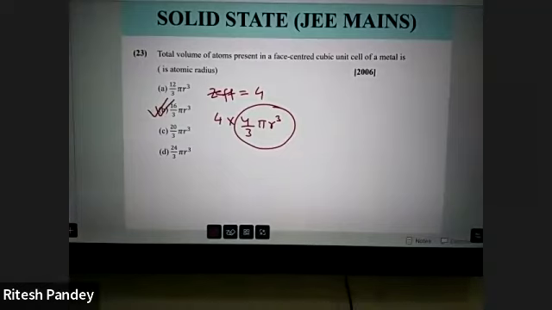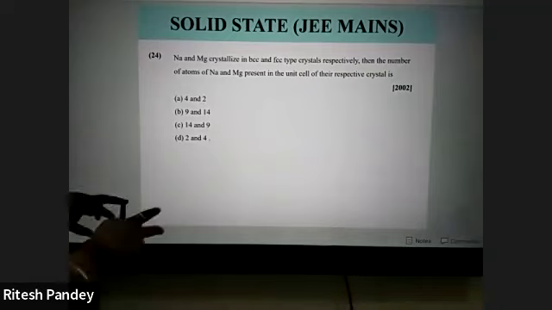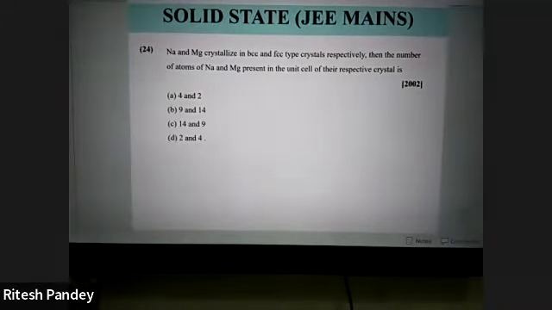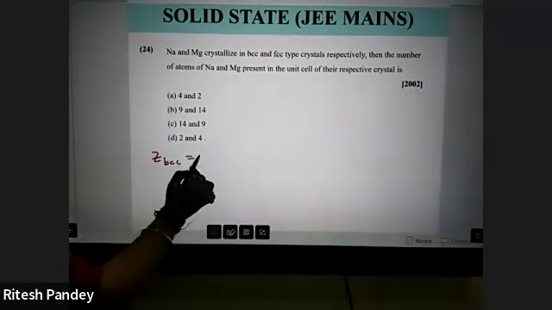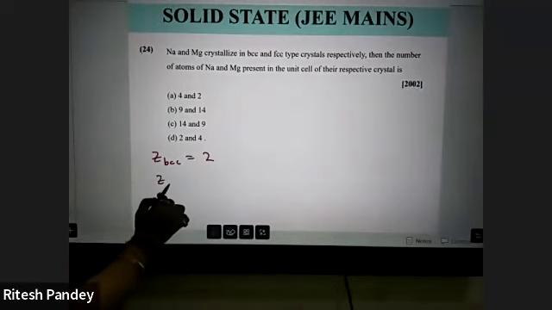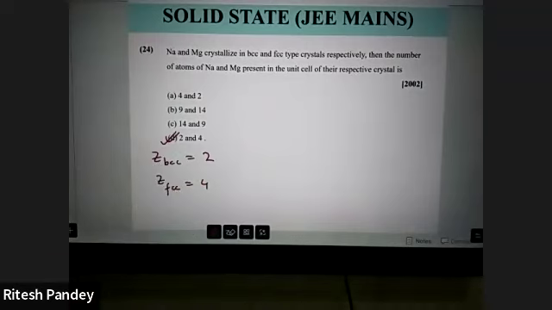Fine. And we arrive at the last problem of this particular set. Sodium and magnesium crystallizing in BCC and FCC. The number of sodium and magnesium atoms present, something like ending on a sweet note. Option B. Z effective for BCC is 2. Z effective for FCC is 4. Option D.